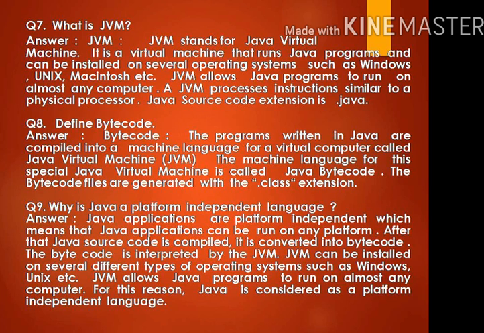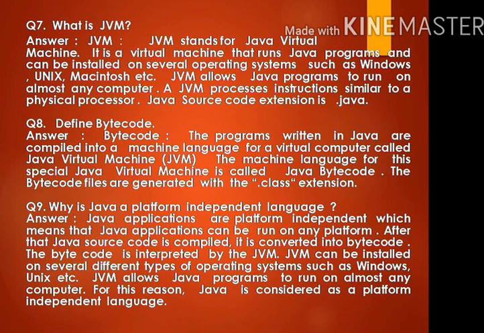Question number 8. Define bytecode. Answer. Bytecode. The programs written in Java are compiled into a machine language for a virtual computer called Java Virtual Machine, that is JVM. The machine language for this special Java virtual machine is called Java bytecode. The bytecode files are generated with the .class extension.